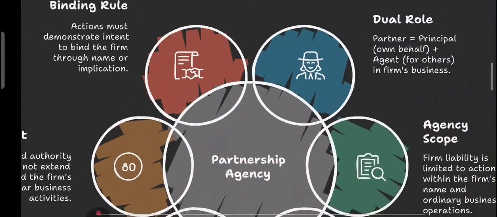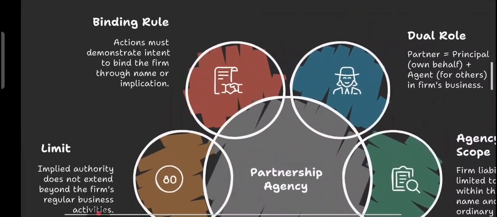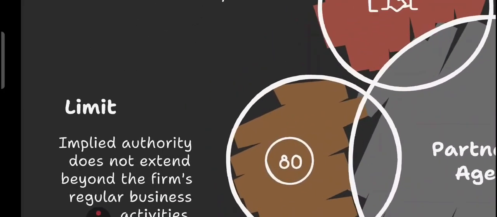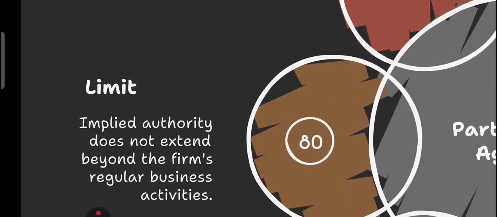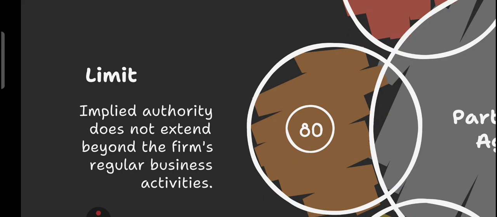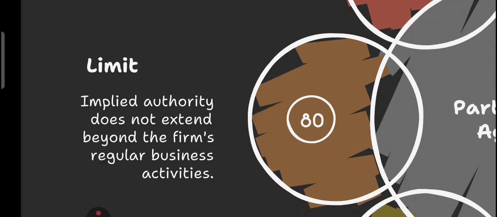Now have a look at the limit. Right, so binding rule I have told you, dual role I have told you. Have a look at the limit. See, the implied authority of a partner is limited to the regular business activity of the firm. Right, this means that a partner cannot make decisions beyond the usual scope of the business.